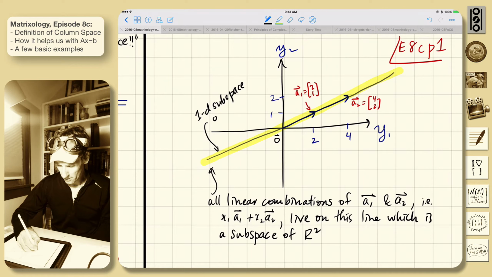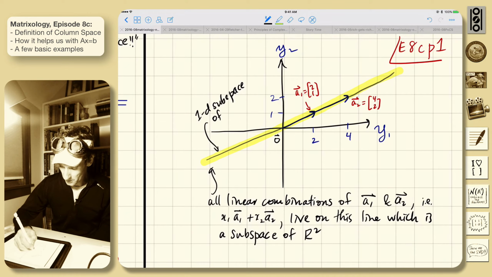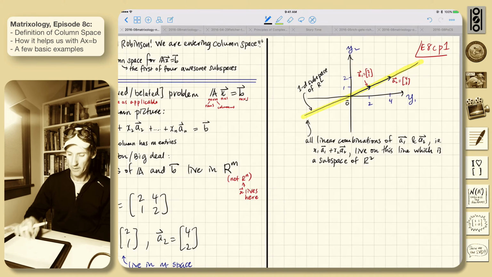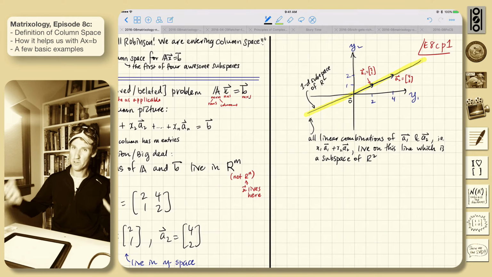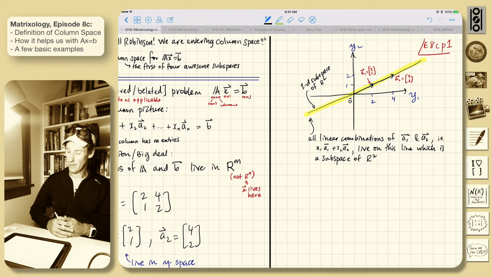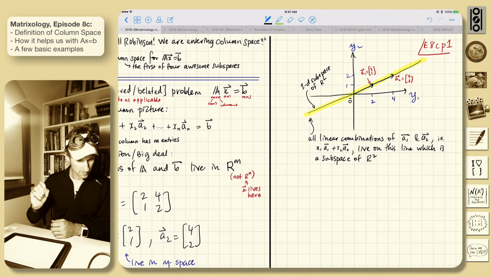We'll get to dimensions a little bit more too, but soon. A 1D subspace of R2 is perfectly fine. It has all the properties you want. It has 0 in it. Any two vectors inside it, you add them together, you're still inside the subspace. Any multiple of a vector stays inside the subspace. So that's good. And we can write it like this.